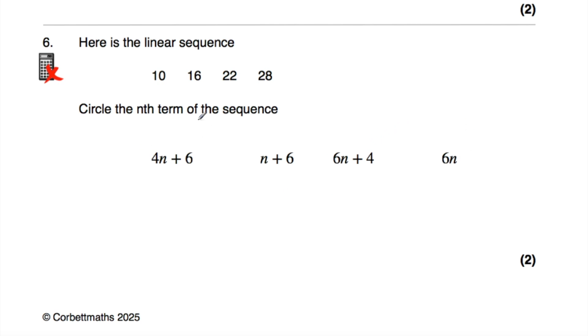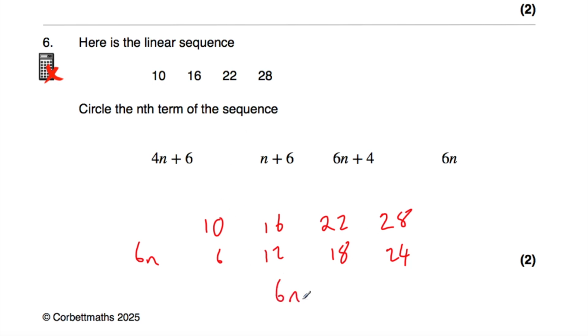So to find the correct answer, what I'm actually going to do is find the nth term of the sequence. So we've got 10, 16, 22, 28, and so on. And each time it's getting bigger by 6. So I'm going to write down the multiples of 6 beneath the sequence. So 6, 12, 18, 24, and that's 6n. But to get our sequence of 10, 16, 22, and 28, we're going to have to add 4 each time. So that means the nth term of the sequence will be 6n plus 4. So that means the correct answer is 6n plus 4.